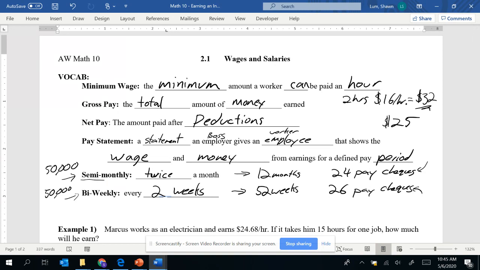The person who gets paid semi-monthly, if I go 50,000, I have my calculator beside me, 50,000 divided by 24, that means each paycheck is, for this person, $2,083 and 33 cents. And for this person right here, they're going to be $50,000 divided by 26 paychecks.